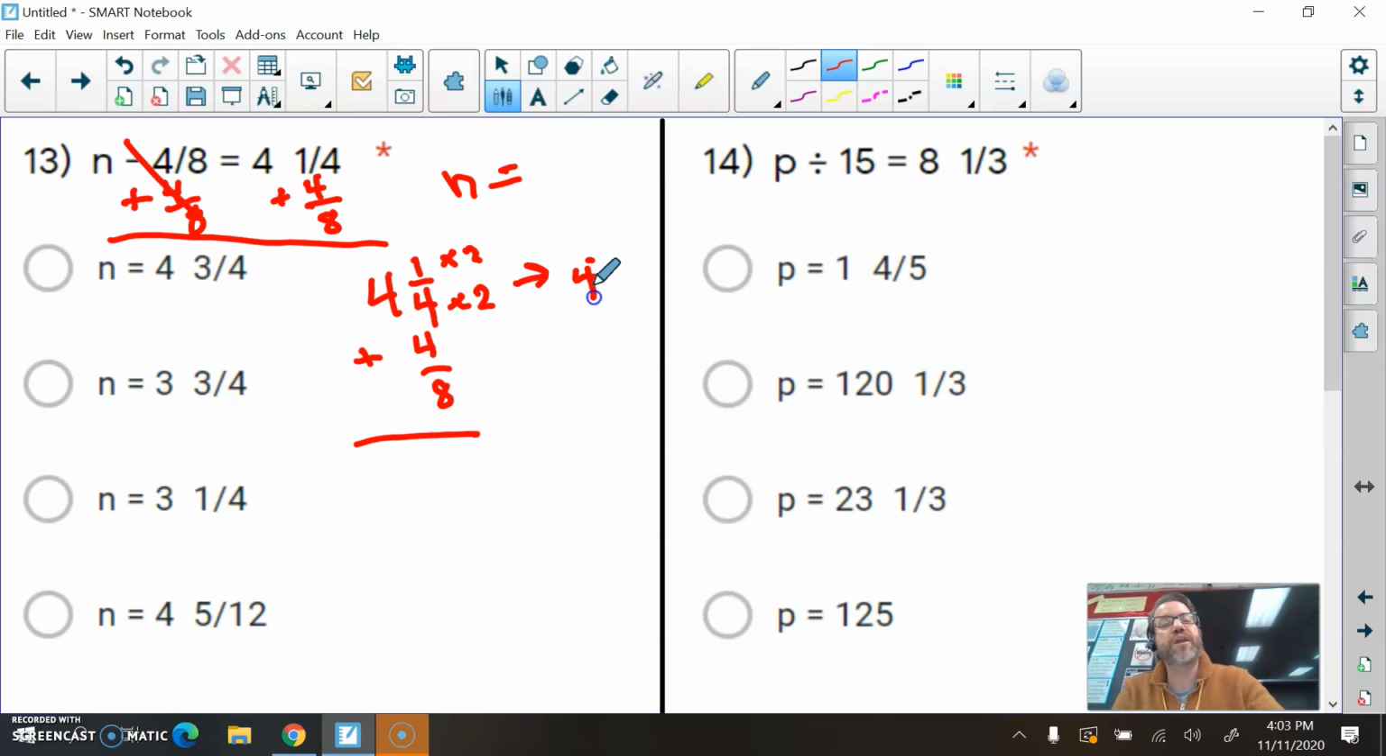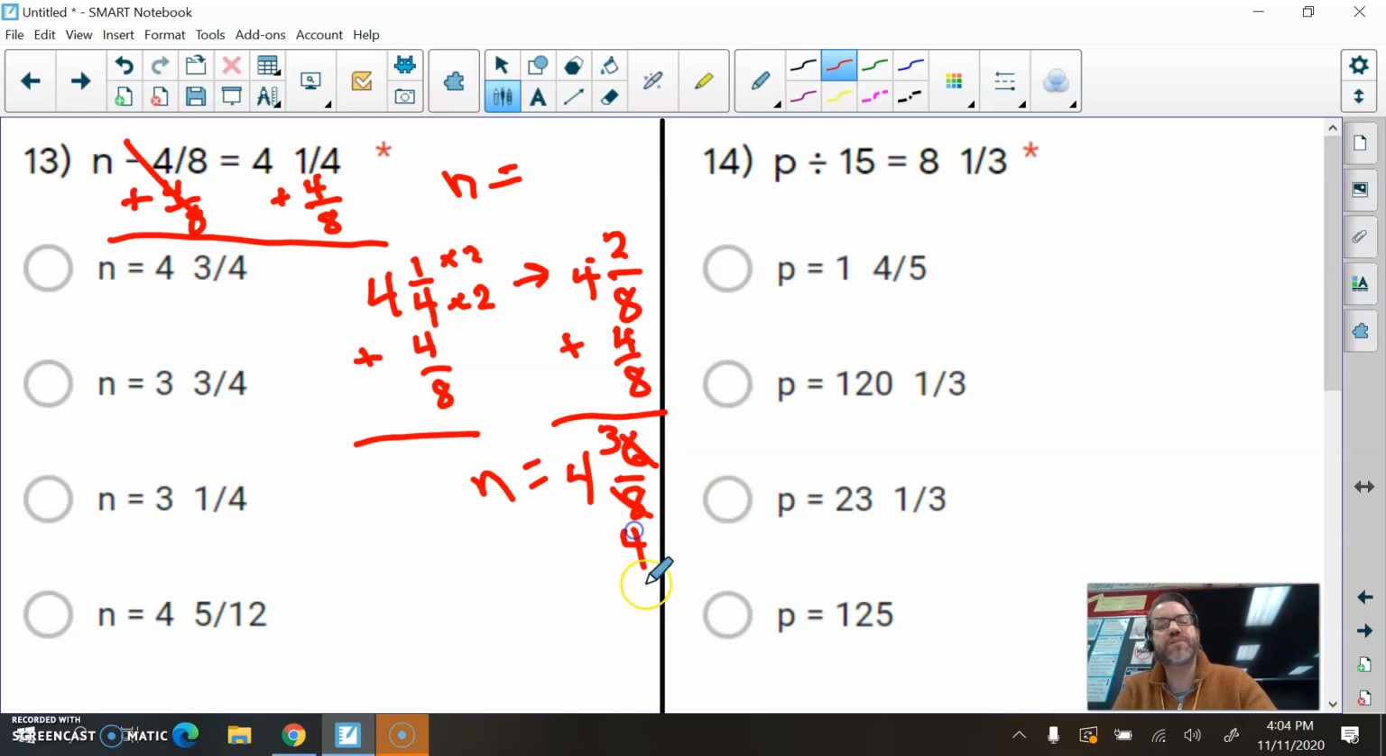So we get 4 2/8 plus 4/8. And so we get 2/8 plus 4/8 is 6/8. And we have the whole number 4 out in front of it. So N equals 4 6/8. Can I simplify 6/8? Well, I could divide them both by 2, couldn't I? And I'd get 3/4. So N equals 4 3/4 when it's fully simplified. Is that one of my answer choices? Yeah, there it is. It's the first one.